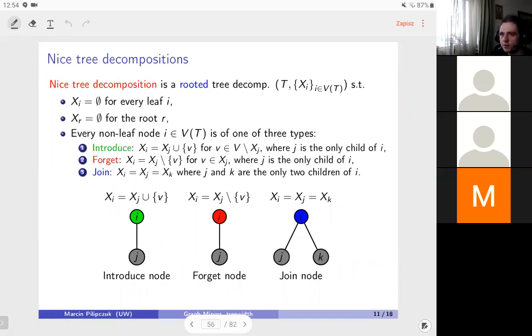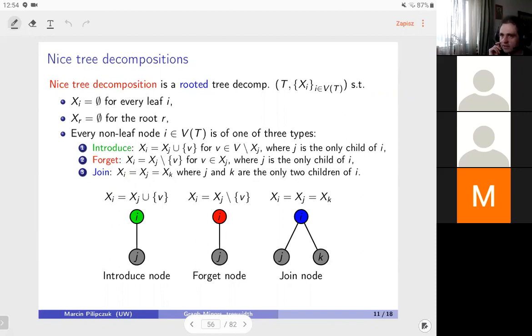you have this sweep line and you think of one event at a time. Here, you can also think of going bottom up in the tree decomposition and having one event at a time: a new vertex appears, or a vertex disappears, or something joins. There are two children of a node, but first you can change the bags so that these bags are equal when they merge.